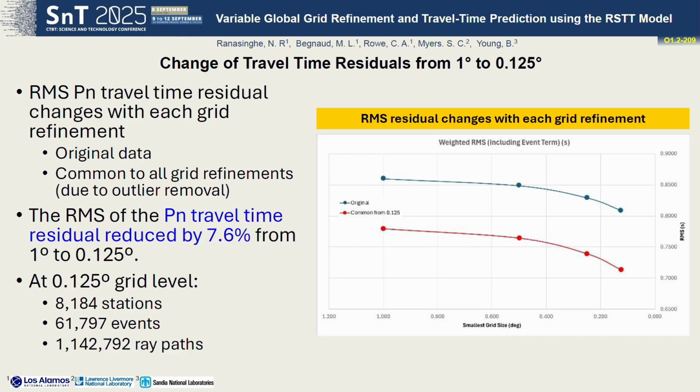So the original data shows in blue there, and then in red we're showing the data for arrivals that are common to all grid refinements due to outlier removal. The RMS of the Pn travel time residual was reduced by 7.6% from 1 degree to 0.125 degrees. And at 0.125 degree, or an eighth of a degree grid level, we still had, after the data reduction, 8,000 stations, about 62,000 events, leaving us with about 1.1 million ray paths.